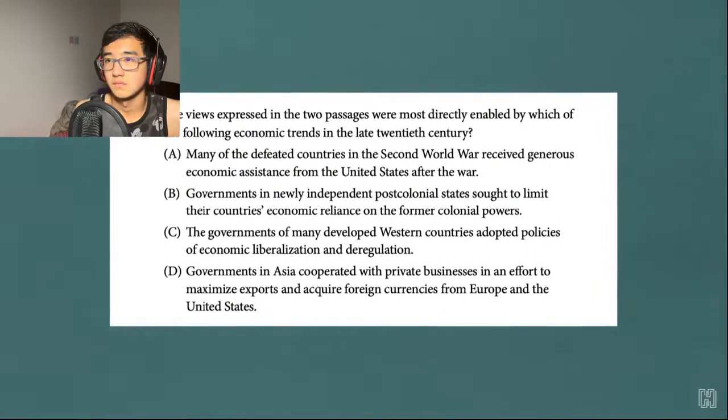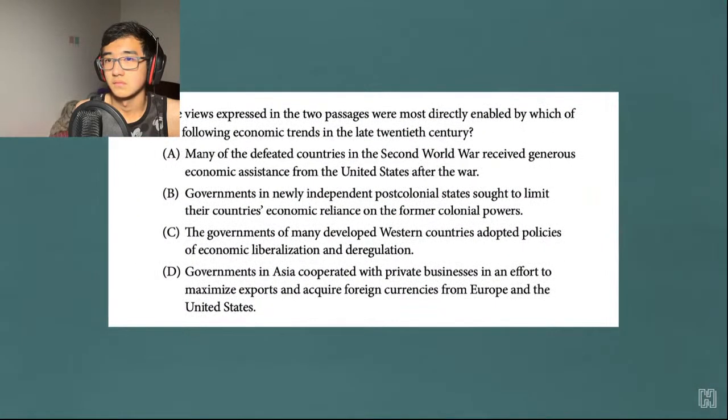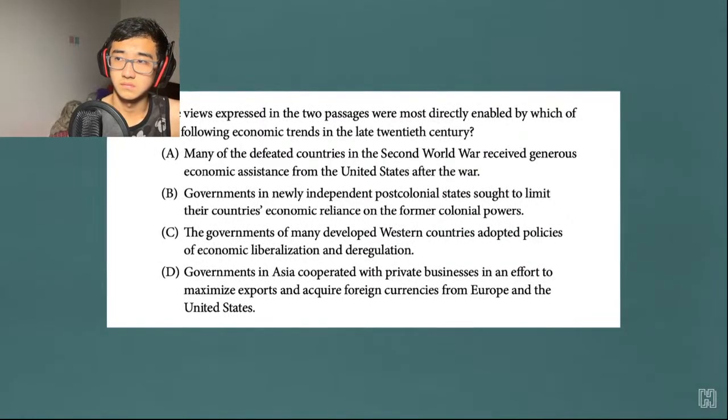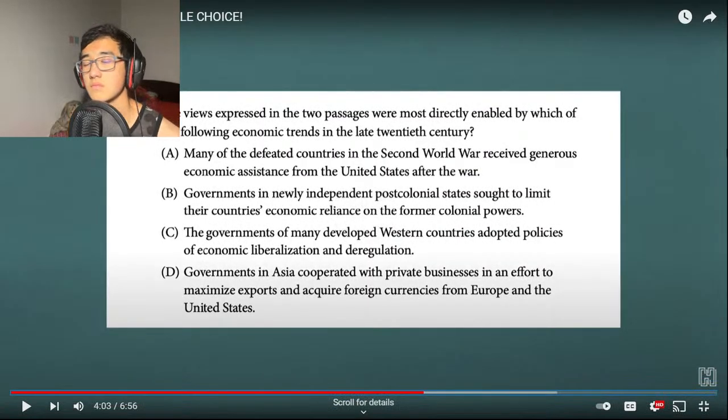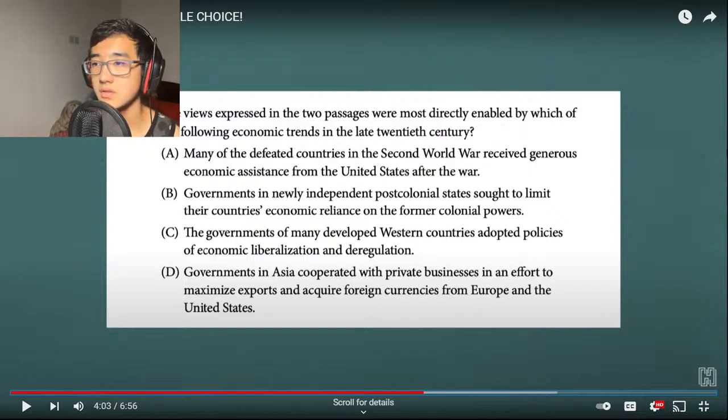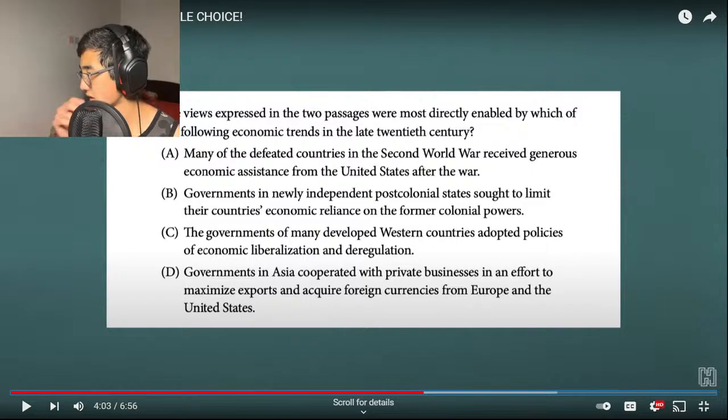The views expressed in the two passages were most directly enabled by which of the following economic trends in the late 20th century? Okay. Economic trends. So the first one was talking about the Dow Company and about how we can live in neutral ground as citizens of our own representative country.